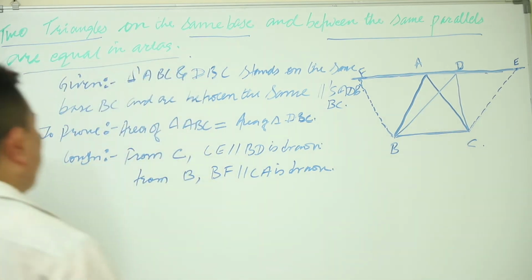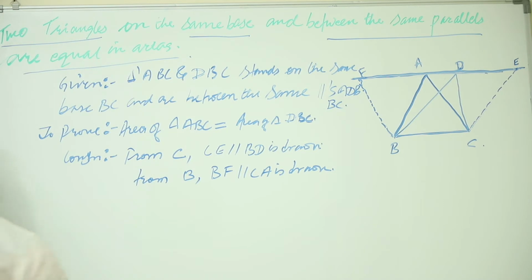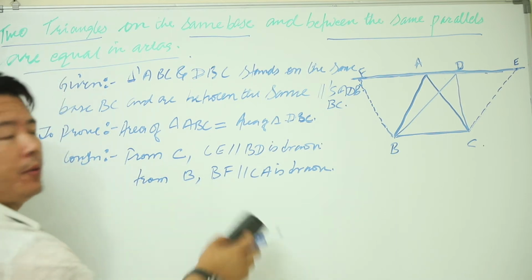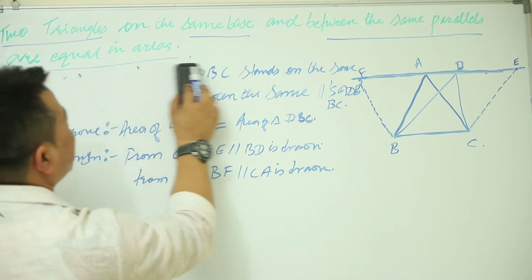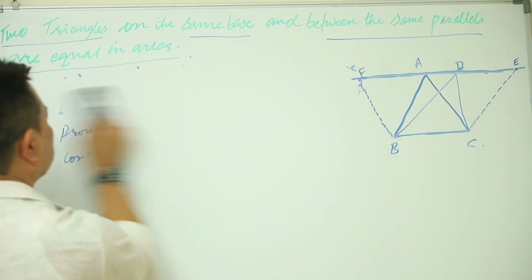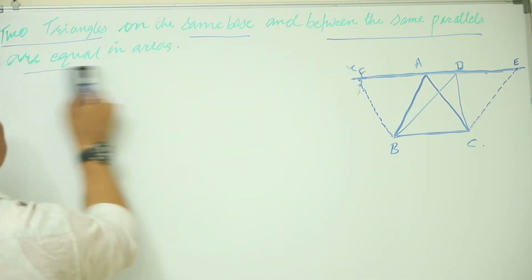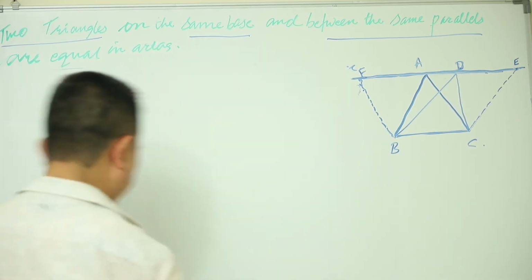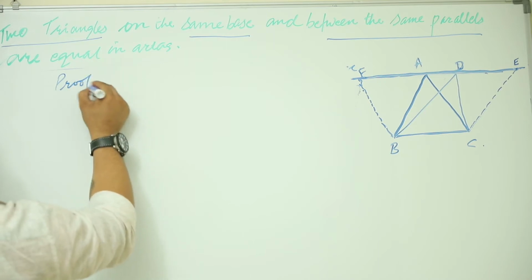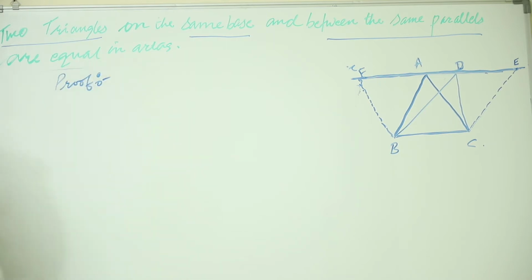Now what you have to do? Proof. Now you have to start proving. Everything is clear up to here. Now we will start proving. Proof. Now how do you prove it?